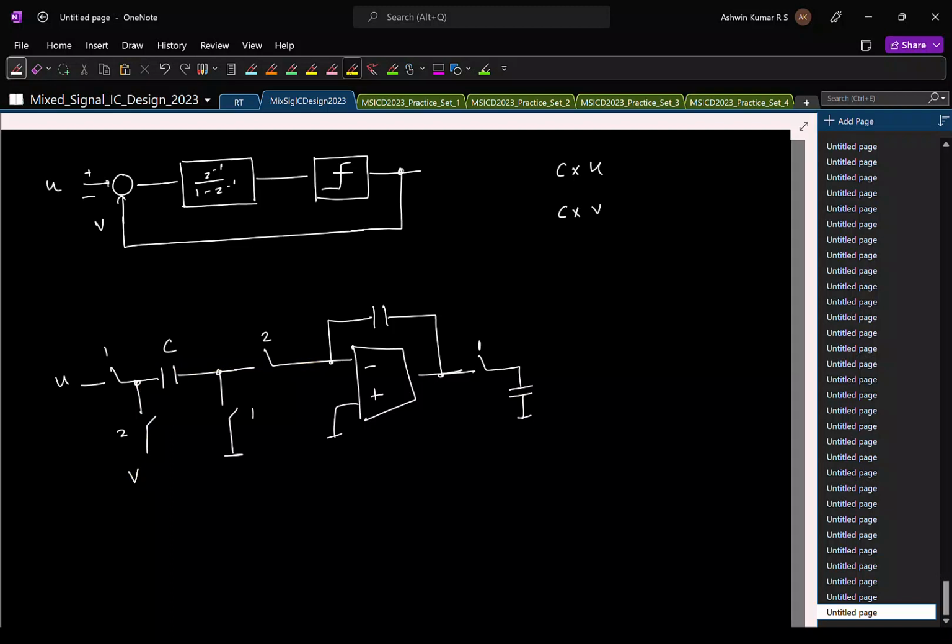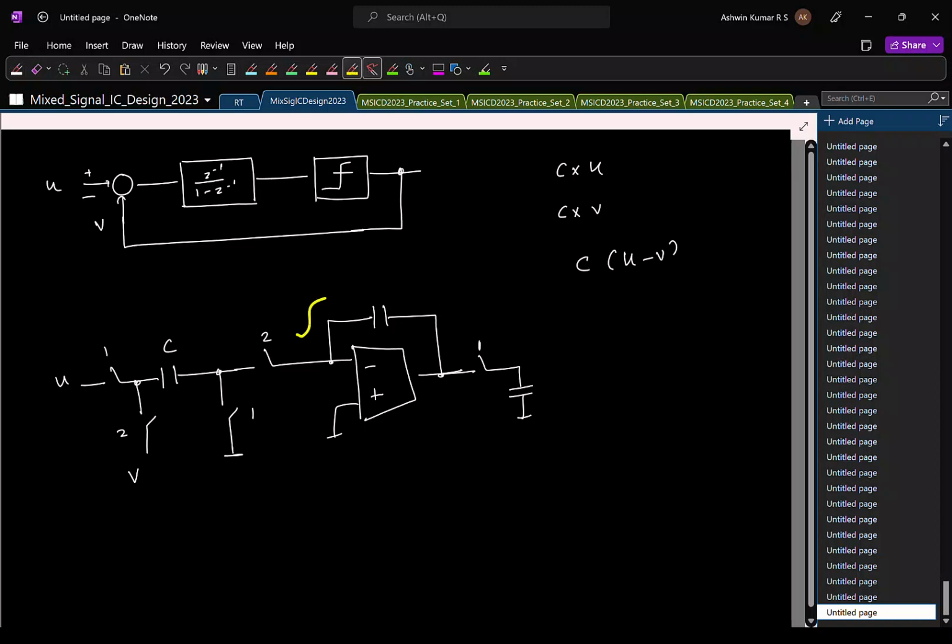So what happened to the remaining charge? It went to the integrator. And what is that remaining charge? CU minus CV, C times U minus V. And this charge went here, and that's how the integration happens. The difference is getting integrated. Is that okay?